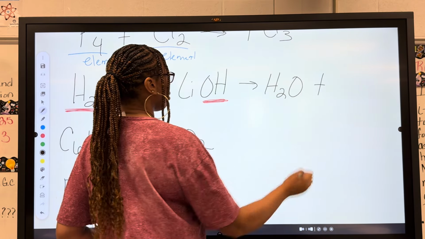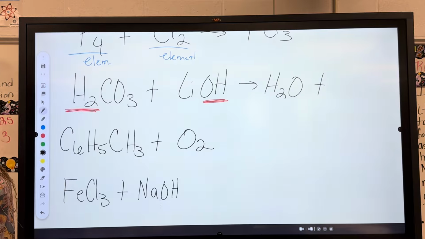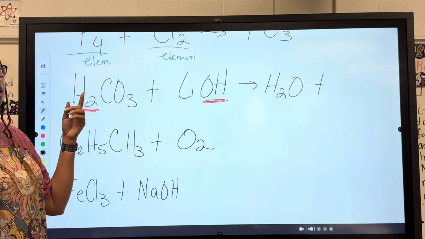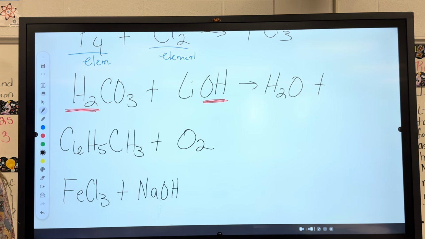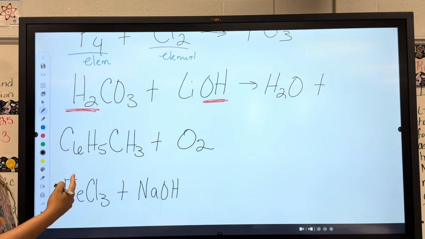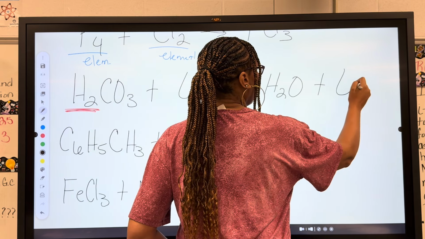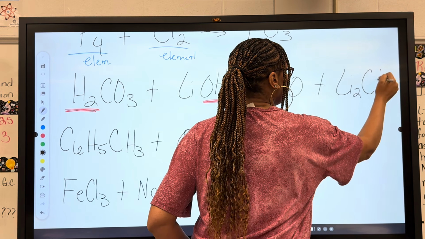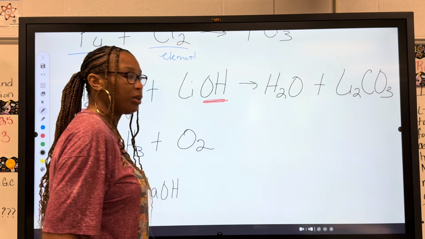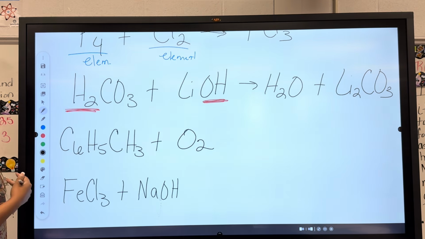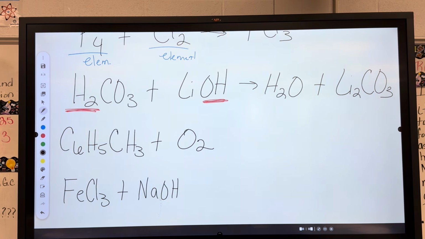So I'm going to get a water and I'm going to get an ionic salt. The ionic salt in this case is going to be lithium carbonate. Lithium is in group 1, so it has an oxidation of +1. Carbonate is CO3, 2 negative. So I'm going to have Li2CO3. Now these equations are not balanced. We could go back and balance them, but we've already done a video on balancing. In fact, you should pause the video and see if you can balance these equations.